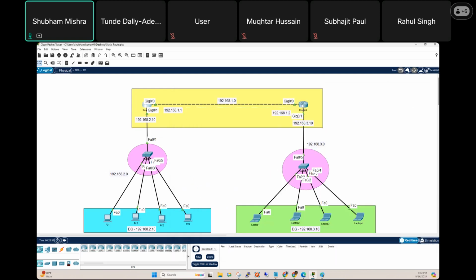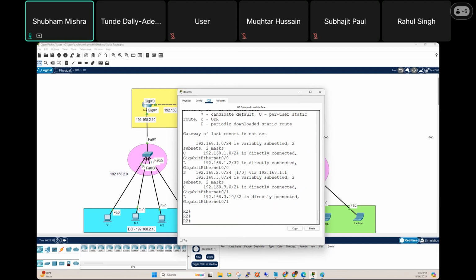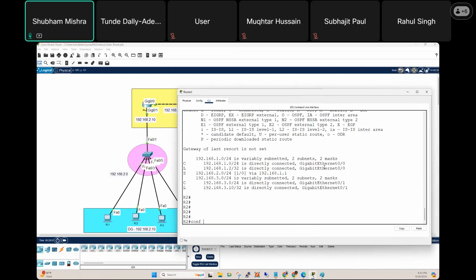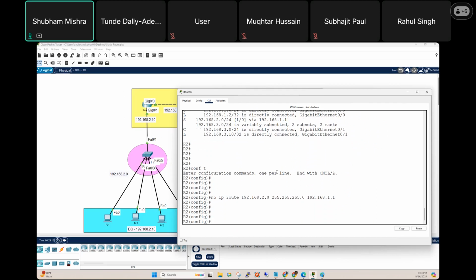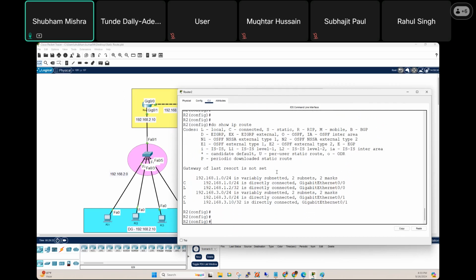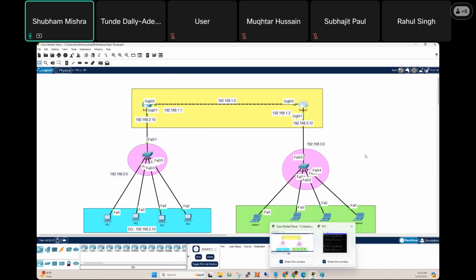Same thing you need to configure on R2. How can you configure? Go in the global configuration mode, press the upper key. When you press the upper key 1 or 2 times, you will get the command you configured here. Press Control A. When you press Control A, your cursor will move here. Here you need to write no, enter. That's all. Then show IP route. By this way, you can check. See, static route is now removed. Done, everyone? I hope you guys understand.